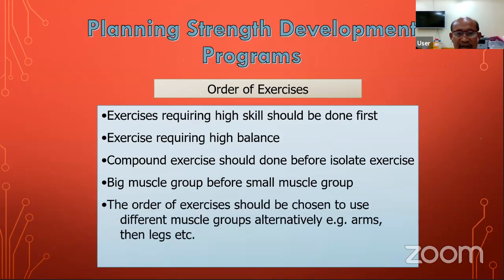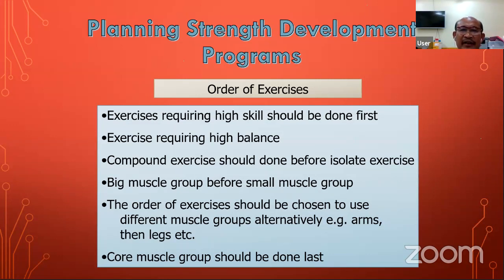The order of the exercise should be chosen to use different muscle groups alternately, like a leg first and then arm if possible. Last but not least, core muscle group, abdominal and low back, do later. Because if you do a core muscle group first and the core muscles are weak or fatigued, it's very difficult to do a power clean. Because in the power clean, you have to use the core muscle group in the movement.